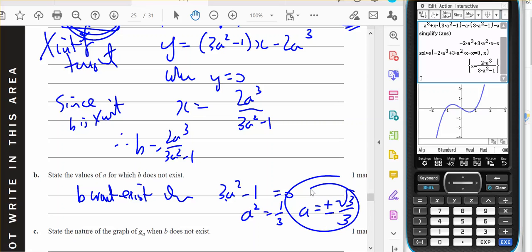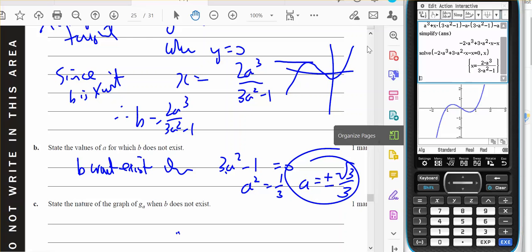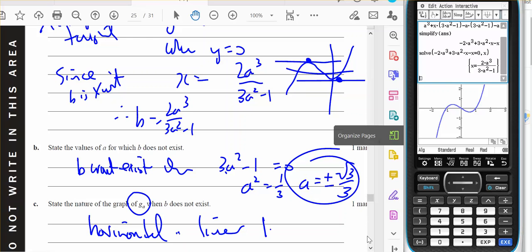State the nature of the graph when B does not exist. When B does not exist, there is no x-intercept. Therefore, it must be the tangents that go through there and go through there. Therefore, the nature of G of A, it's a horizontal linear line.